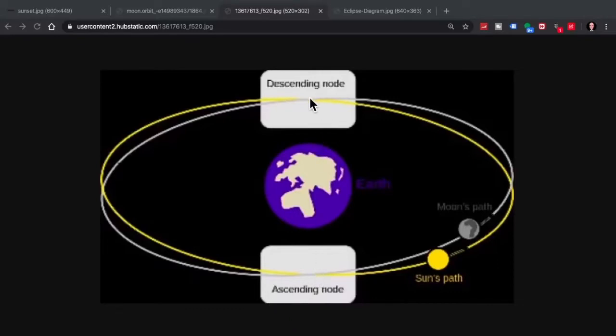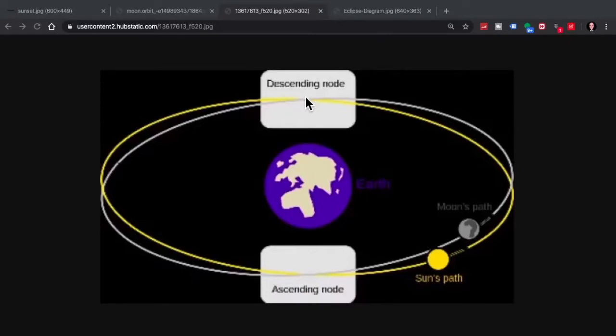These are the only 2 times that we can have a complete lunar eclipse. So for example, during the ascending node, if the sun was out in this direction, we could have a lunar eclipse. Likewise, during the descending node, if the sun was down here, we could have a lunar eclipse at the descending node.